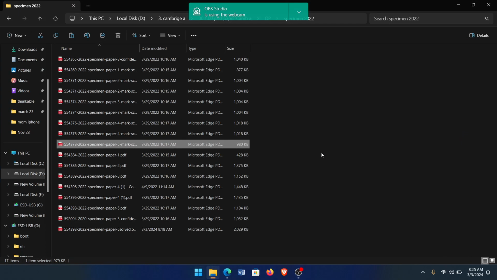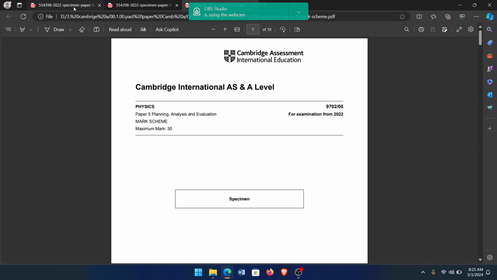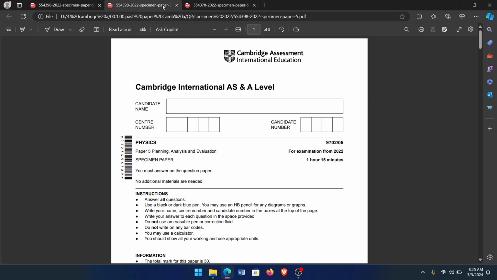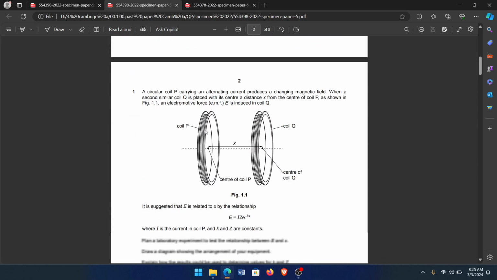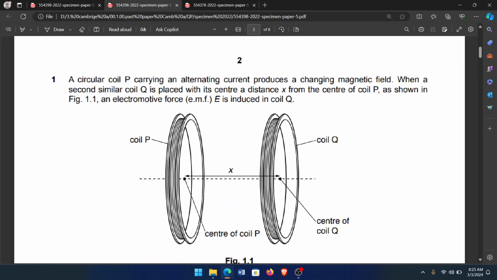Today we are solving the most recent specimen paper, which was provided in 2022. Paper 5, question 1 as usual. This is the question. Read the question properly.